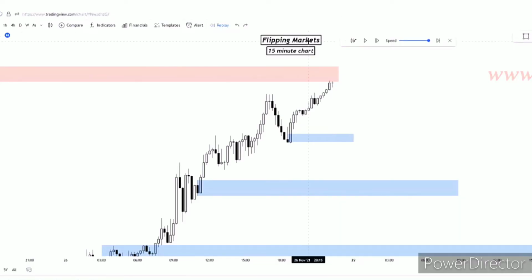Okay, so let's see a live example for the risk and confirmation entries. As you can see, price was moving in an uptrend, creating a series of higher highs and higher lows, higher highs, higher lows. And in an uptrend, price will form demand zones.